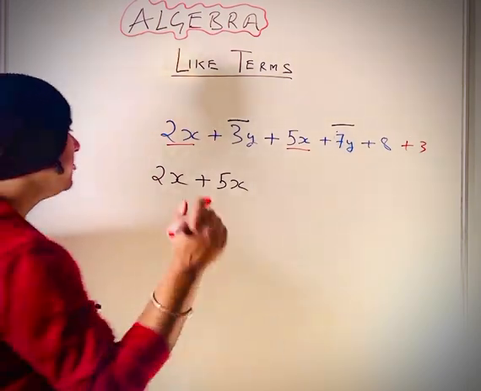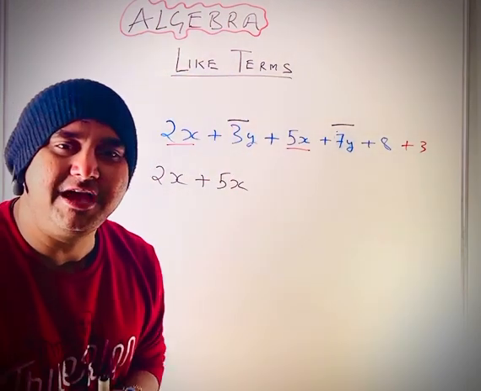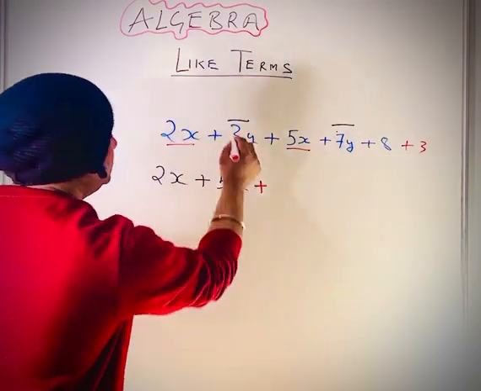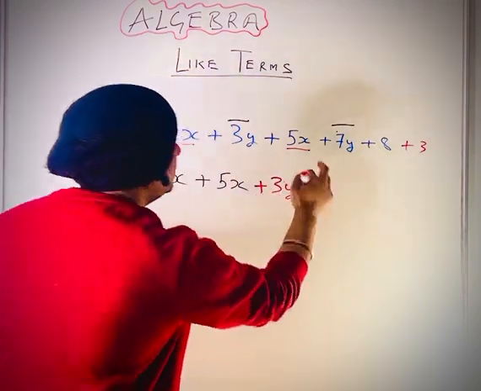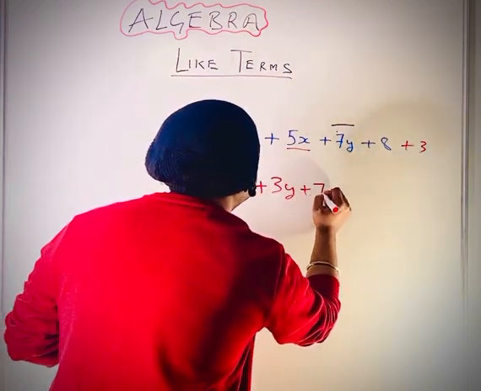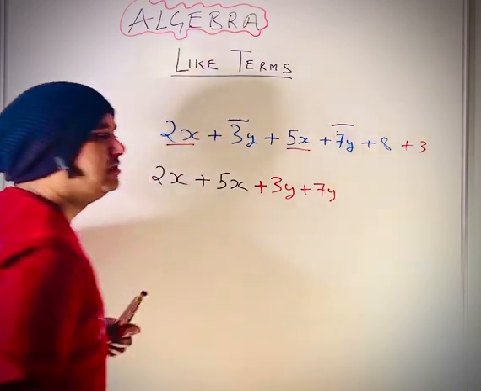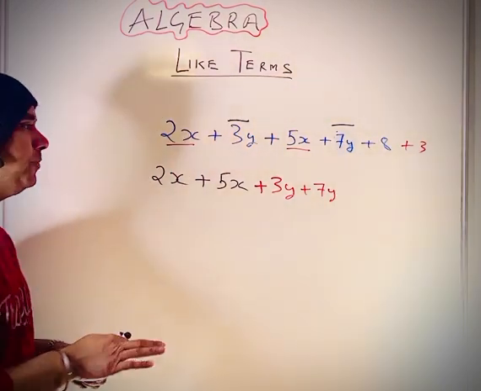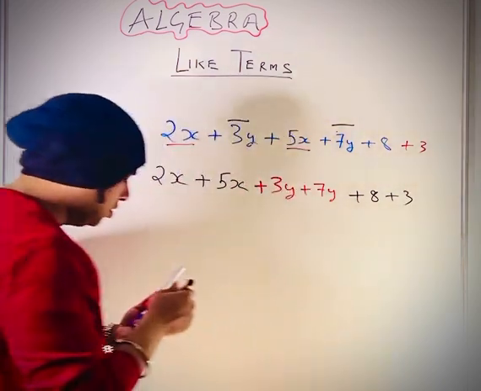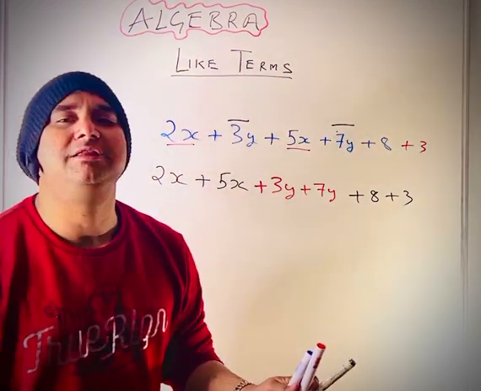Now you see the second variable in here is y. So the plus sign, 3y, right? And the second one is y, plus 7y. Now these stay the way they are, like plus 8 plus 3. Now we just need to do a simple addition, right?